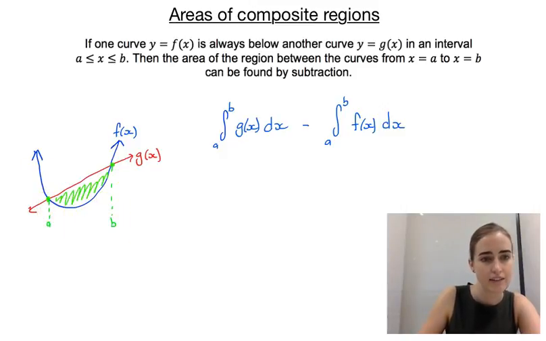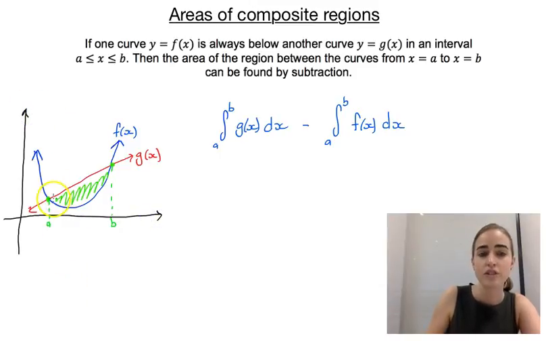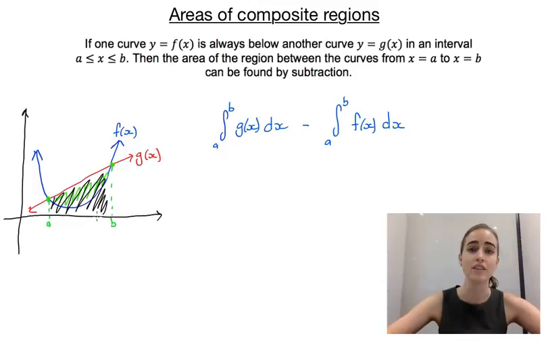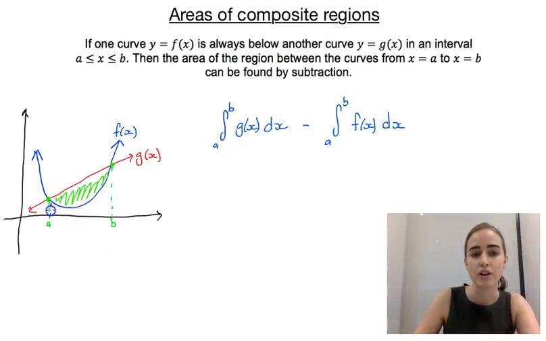So let's draw our axes in to make that a little bit clearer. If we've got our y-axis and our x-axis, that first integral is going to find this total area here, so everything underneath that red line and above the x-axis. The second integral is going to find what's underneath the blue curve, so that black bit there. So when we subtract them, we take that whole trapezium minus this section, and it just leaves us with that green area there.